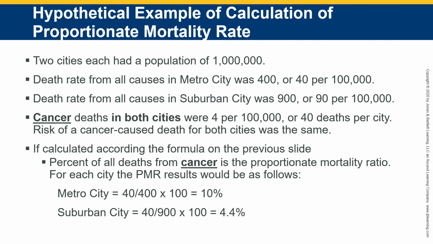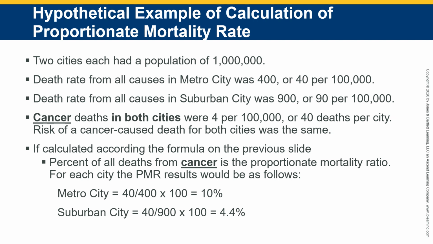And here's a hypothetical example of the calculation of proportionate mortality rate. So we have two cities, each with a population of 1 million. So let's just put that on the table. The death rate from all causes in the metro city was 400, or 40 per 100,000. In the suburban city, it was 900, or 90 per 100,000. Cancer deaths in both cities were 4 per 100,000, or 40 deaths per city. The risk of a cancer-caused death for both cities was the same.